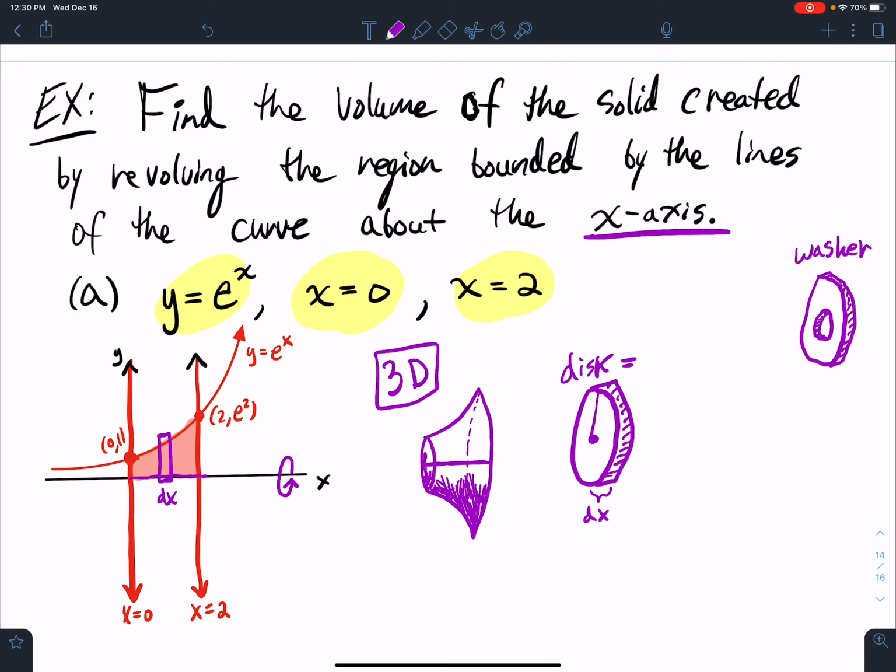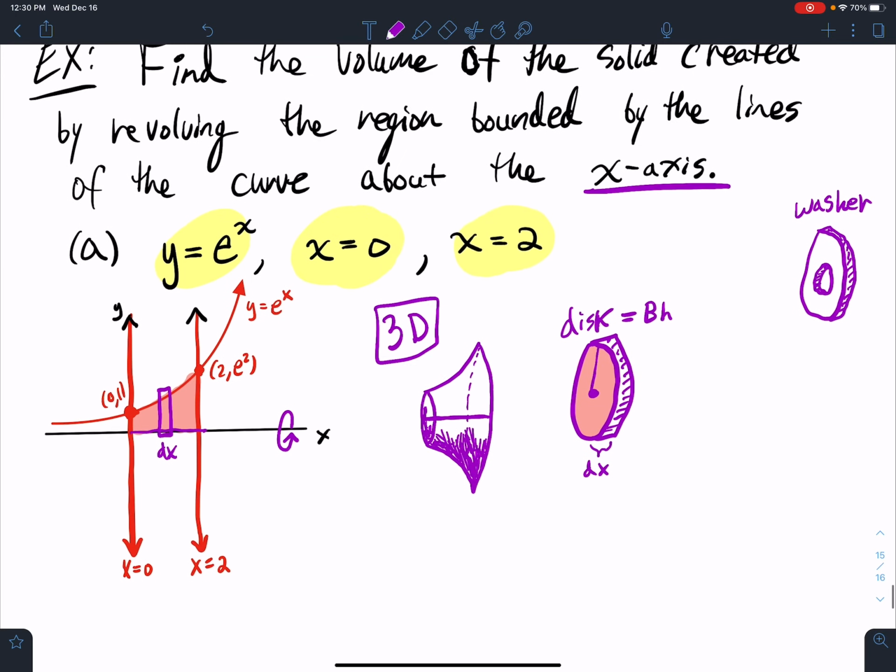Well, volume is equal to capital B times H. So the area of this base here is equal to pi r squared times the height, h. Now, the height happens to be that width, so that's my dx. The pi is still pi, it's just a constant.